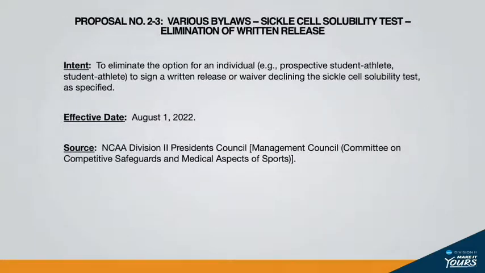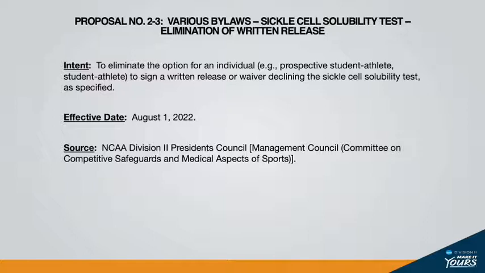Turning to Proposal 2-3, under the current legislation, before a prospective student-athlete or currently enrolled student may try out, they are required to undergo a medical examination which must include a sickle cell solubility test, unless documented results of a prior test are provided or the prospective student-athlete or student declines the test and signs a written release. Similarly, prior to participation by a student-athlete beginning their initial season of eligibility, they are required to undergo a medical examination that must include a sickle cell solubility test, unless documented results of a prior test are provided to the institution or the student-athlete declines the test and signs a written release.